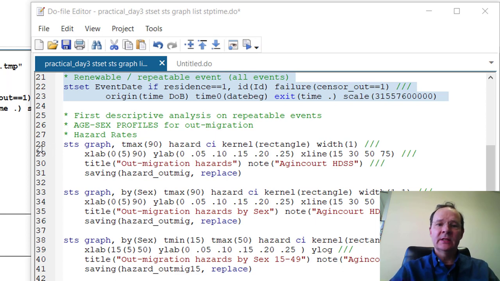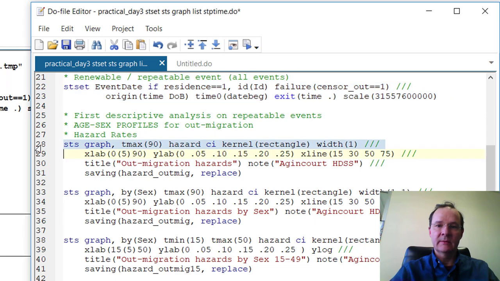The first analysis that we'll do is a graph of hazard rates, and more exactly, smoothed hazard rates. Commands for event history analysis graph start with sts graph. The syntax is sts graph, comma, then an option. This option tells you to limit the graph to 90 year old. So the maximum time here is 90.